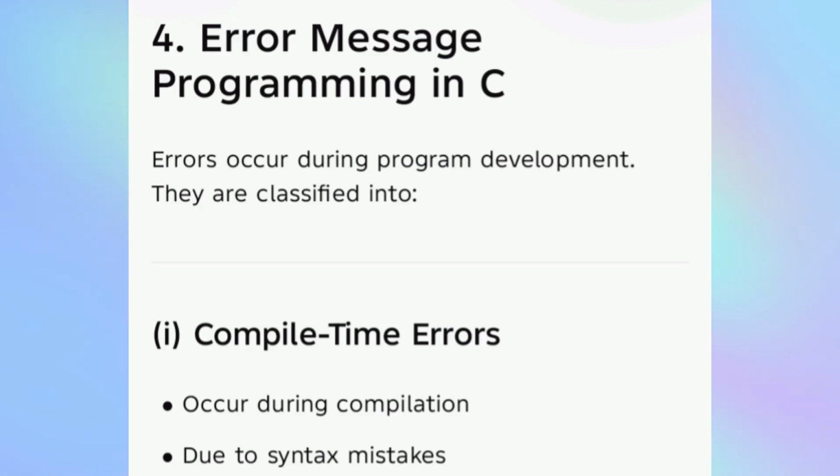Next is error messages in C. Errors occur during program development. They are classified first as compile time errors. These occur during compilation due to syntax mistakes or wrongly typed code by the programmer. The screen shows the number of errors, indicates where each is located and the type of error, and some indications are shown in the command line.